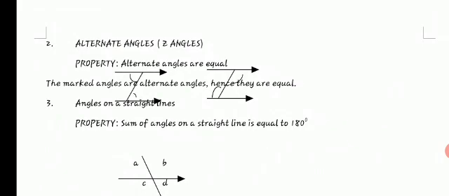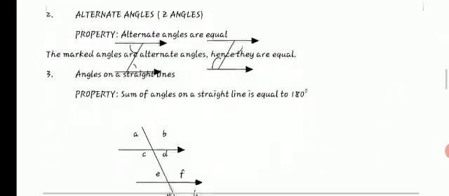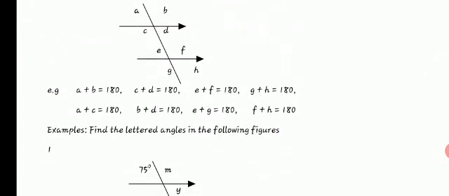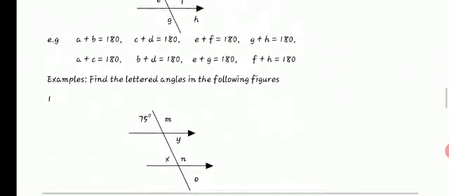Angles on a straight line. The property: the sum of angles on a straight line is equal to 180 degrees. You can see from here, we have A and B up here. They fall on this straight line. When you add A and B, it gives you 180. C plus D, 180 degrees. E plus F, 180. G plus H, 180. A plus C, 180. B plus D, 180. E plus G, 180. And F plus H will give us 180. This is because they fall on a straight line. The sum of angles on a straight line is equal to 180 degrees.